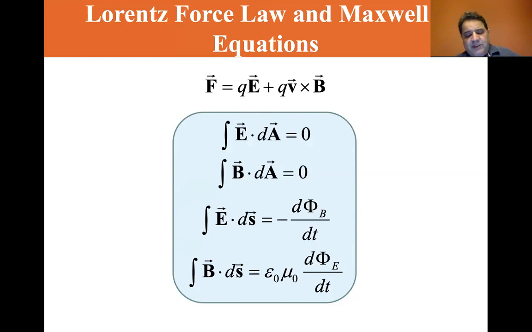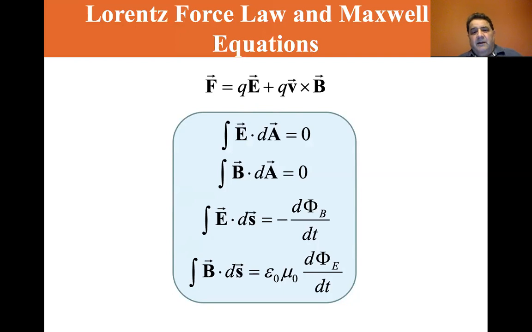If you imagine a region of space that contains no charges and no currents, so there's no Q and there's no current I, then Maxwell's equations reduce to this, and there's some symmetry here. The integral of E dot dA equals 0. Then if there's no charge, there is no electric field. The integral of B dot dA equals 0.